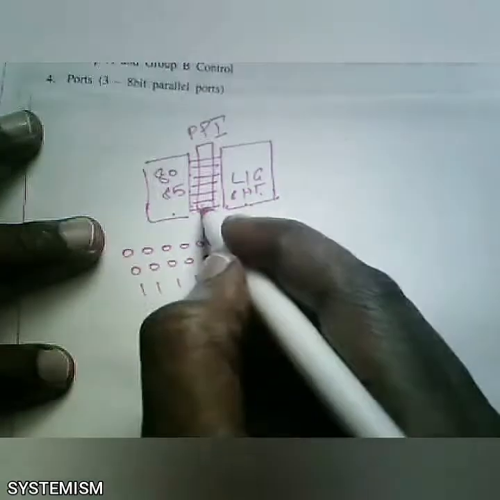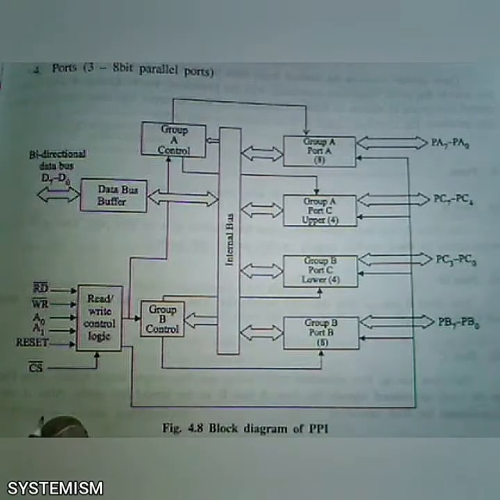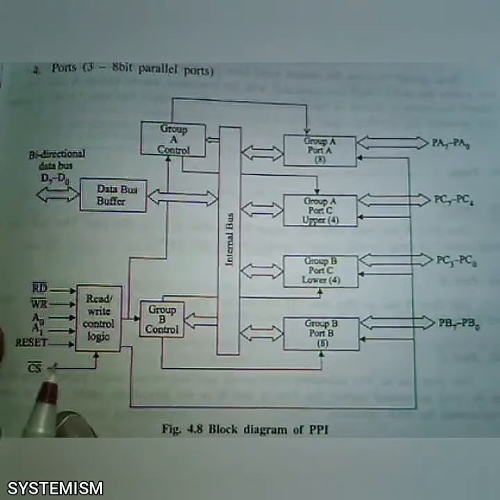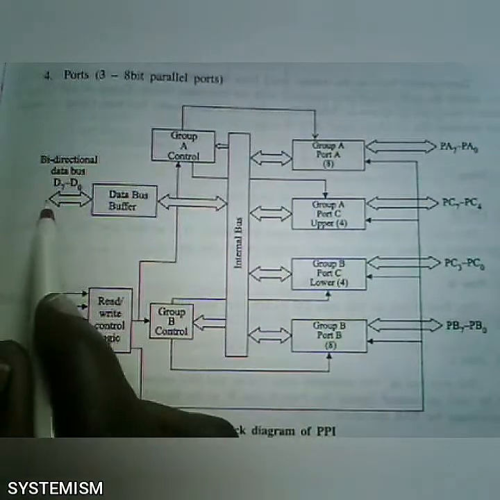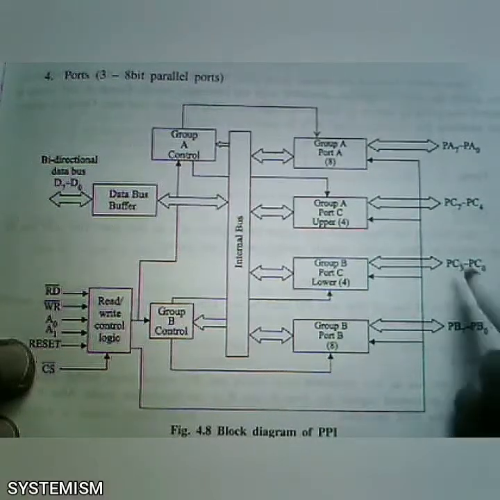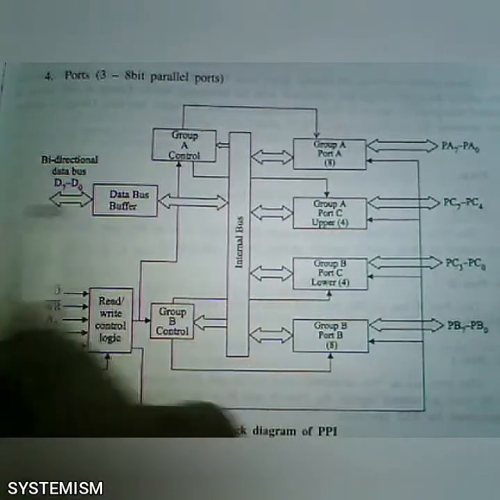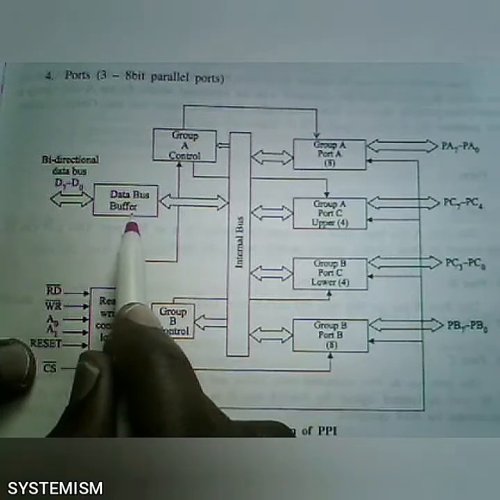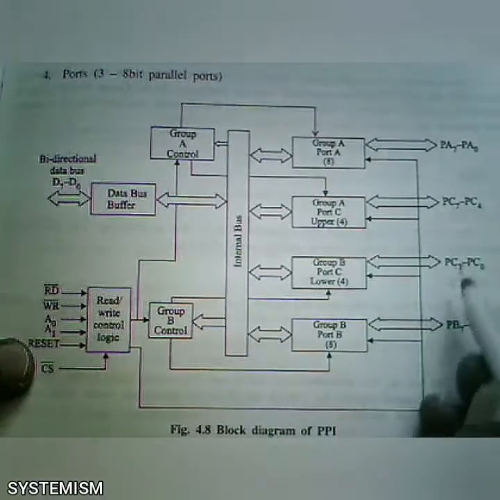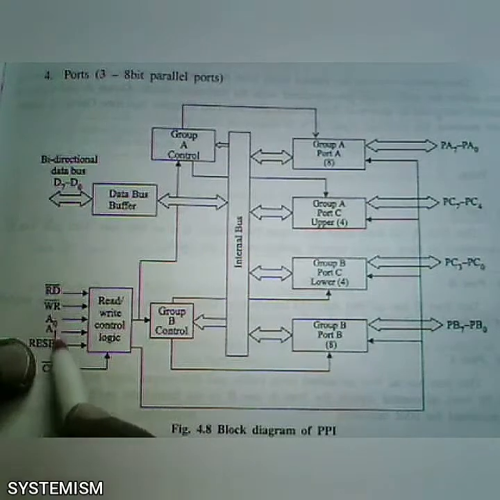This is again an IC you can use in between the 8085 and the other IO devices. The microprocessor is connected at this area, and all other IO devices you want to connect can be connected in these areas. If the microprocessor is transmitting data, that data will come and be stored in this area, and then it will be transmitted to one of these IO devices according to the A0 and A1 address.